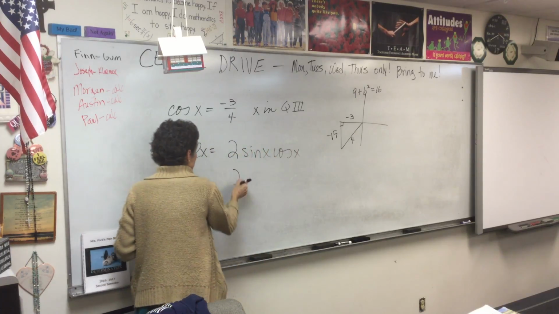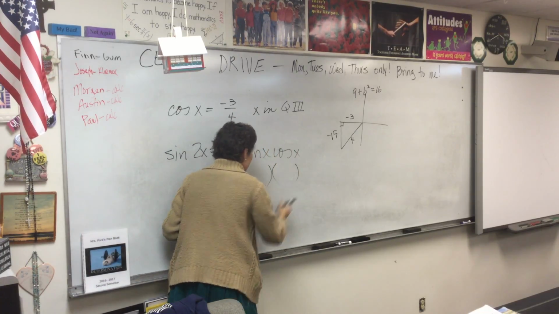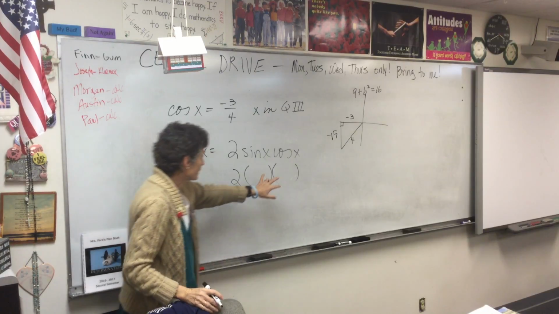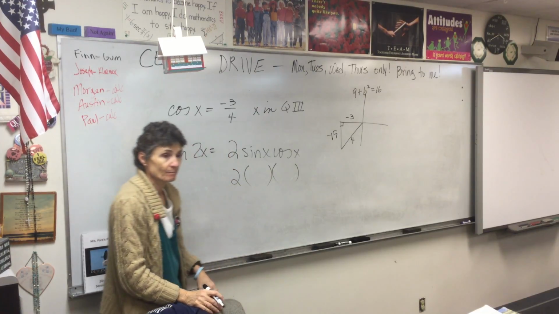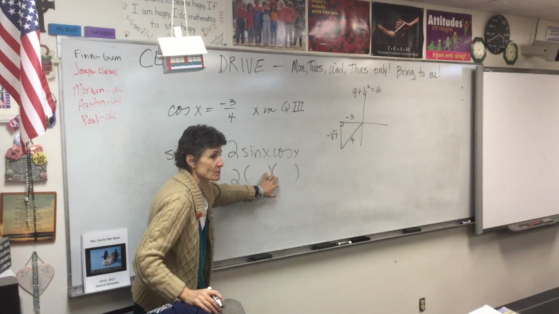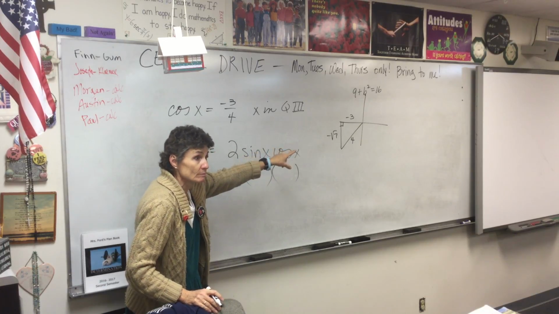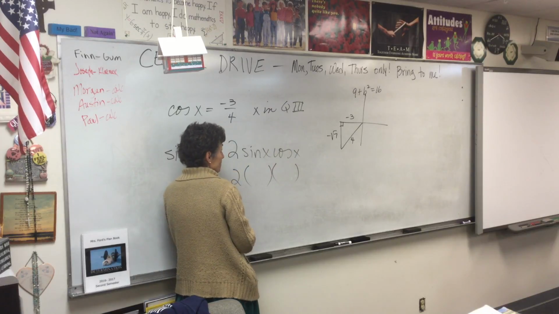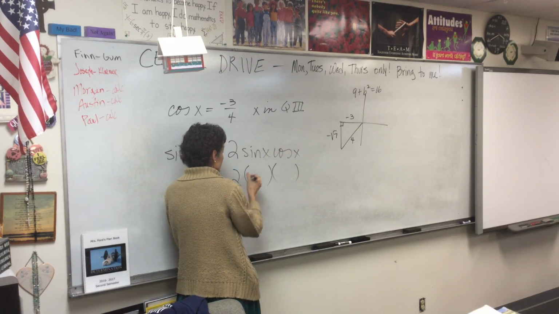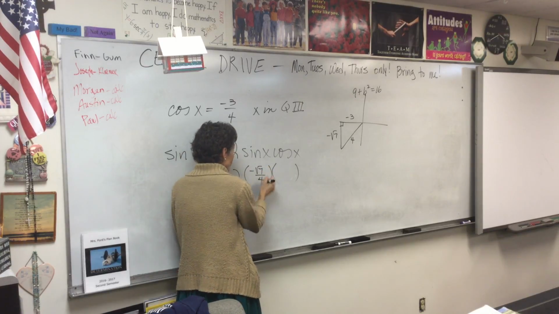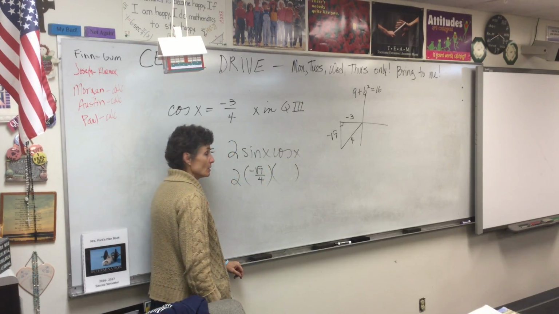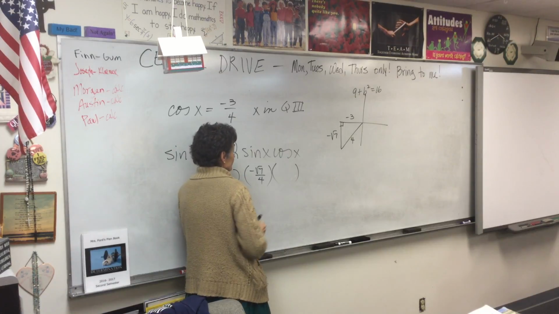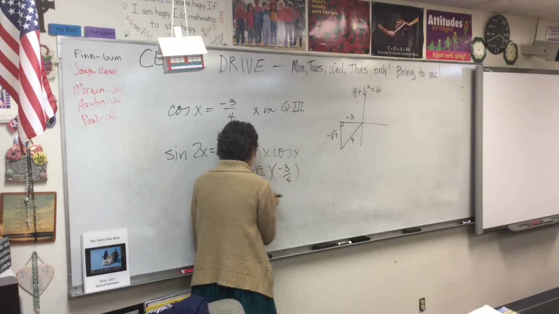So in other words, it's 2 times something times something. Where am I going to get these somethings? Where am I going to get these numbers? From my picture. So the sine is what? What's the sine? Negative root 7 over 4. What's my cosine? Negative 3 over 4.